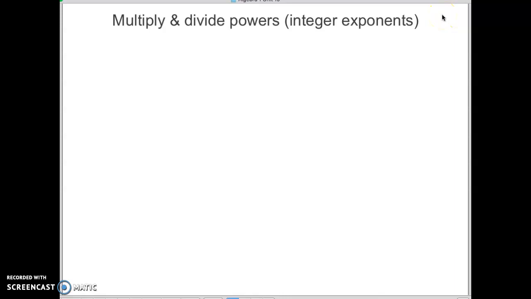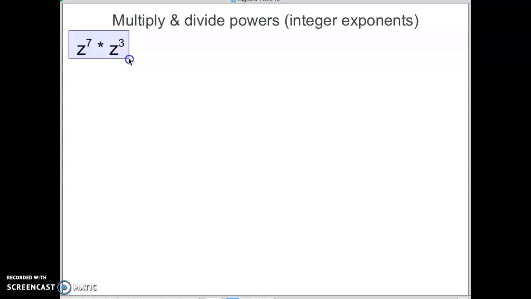So this first concept is called multiply and divide powers using integer exponents. Before I give you the first problem, I just wanted to go over some of the rules when it comes to powers. First of all, so you understand what powers we're looking at, like z to the power of 7 times z to the power of 3.